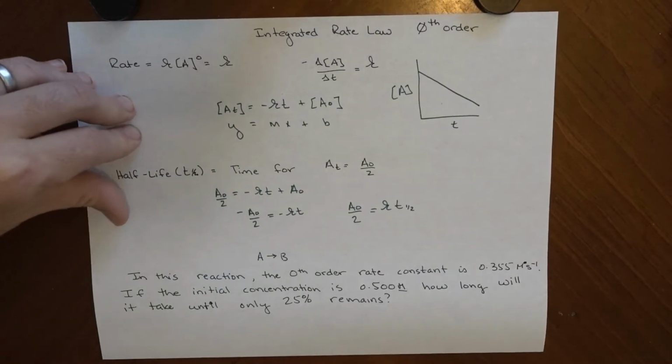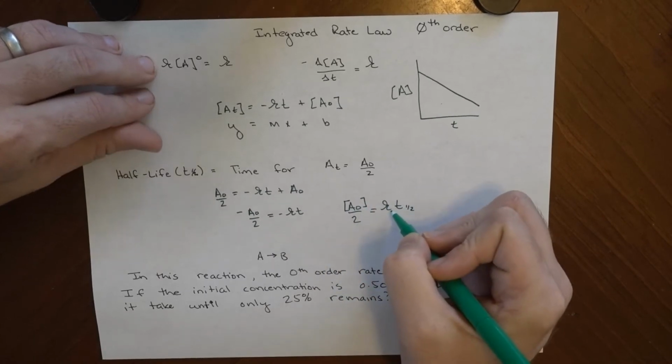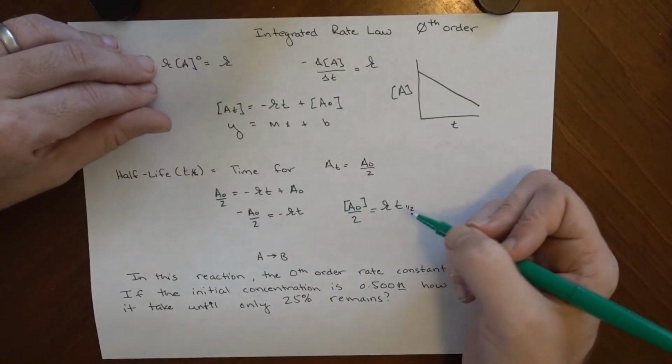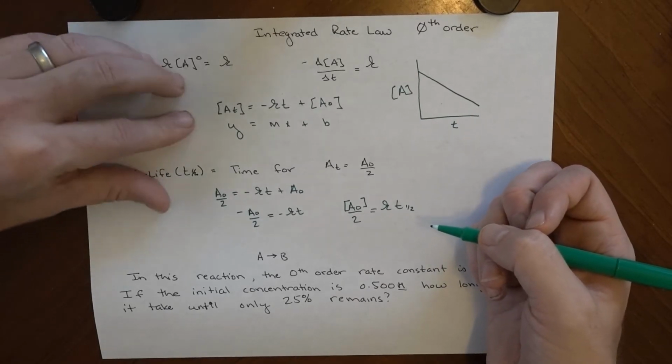Okay, so this allows us to figure out pretty easily, if we know the rate constant, we can figure out the half-life, or if we know the half-life, we can figure out the rate constant as long as we know the initial concentration of A naught.